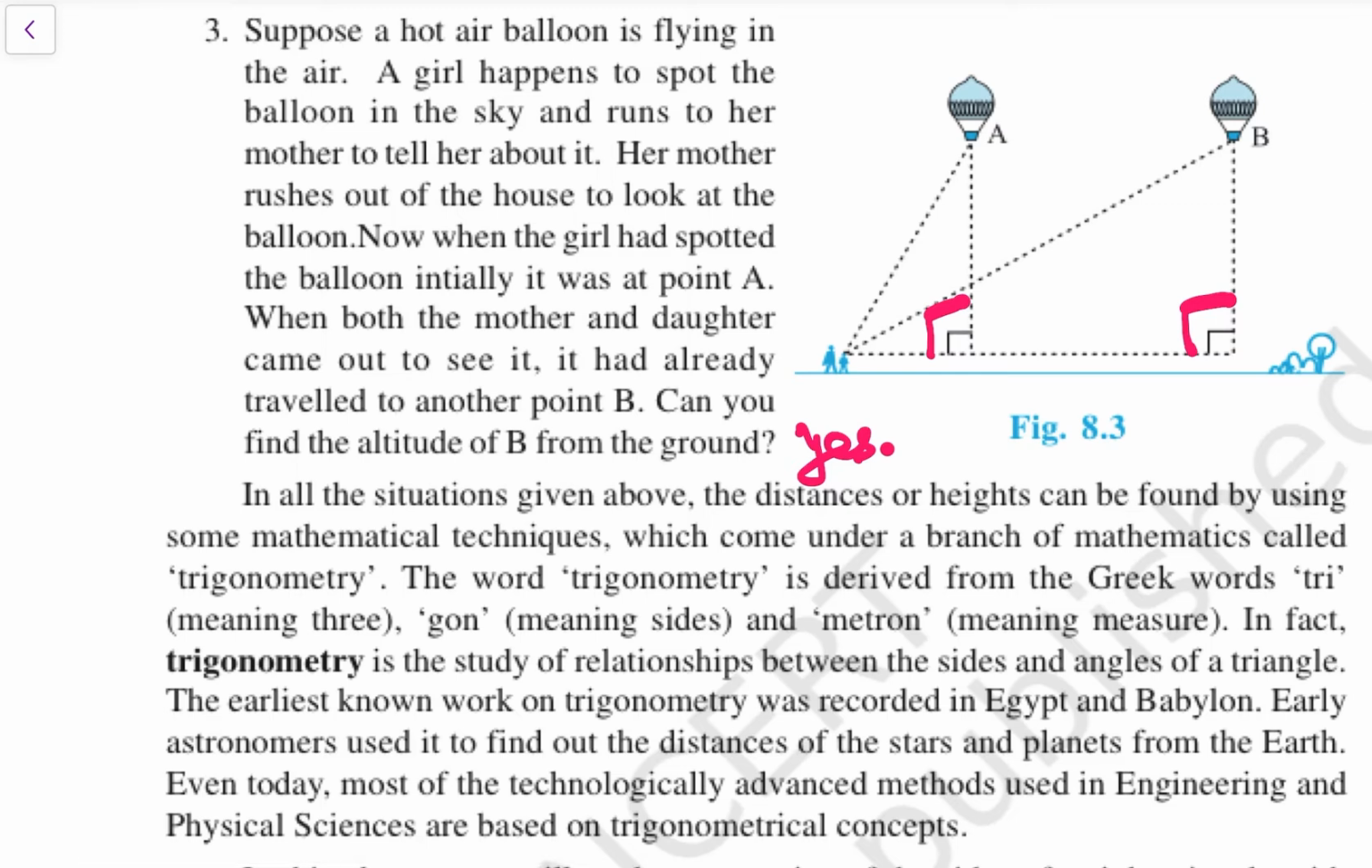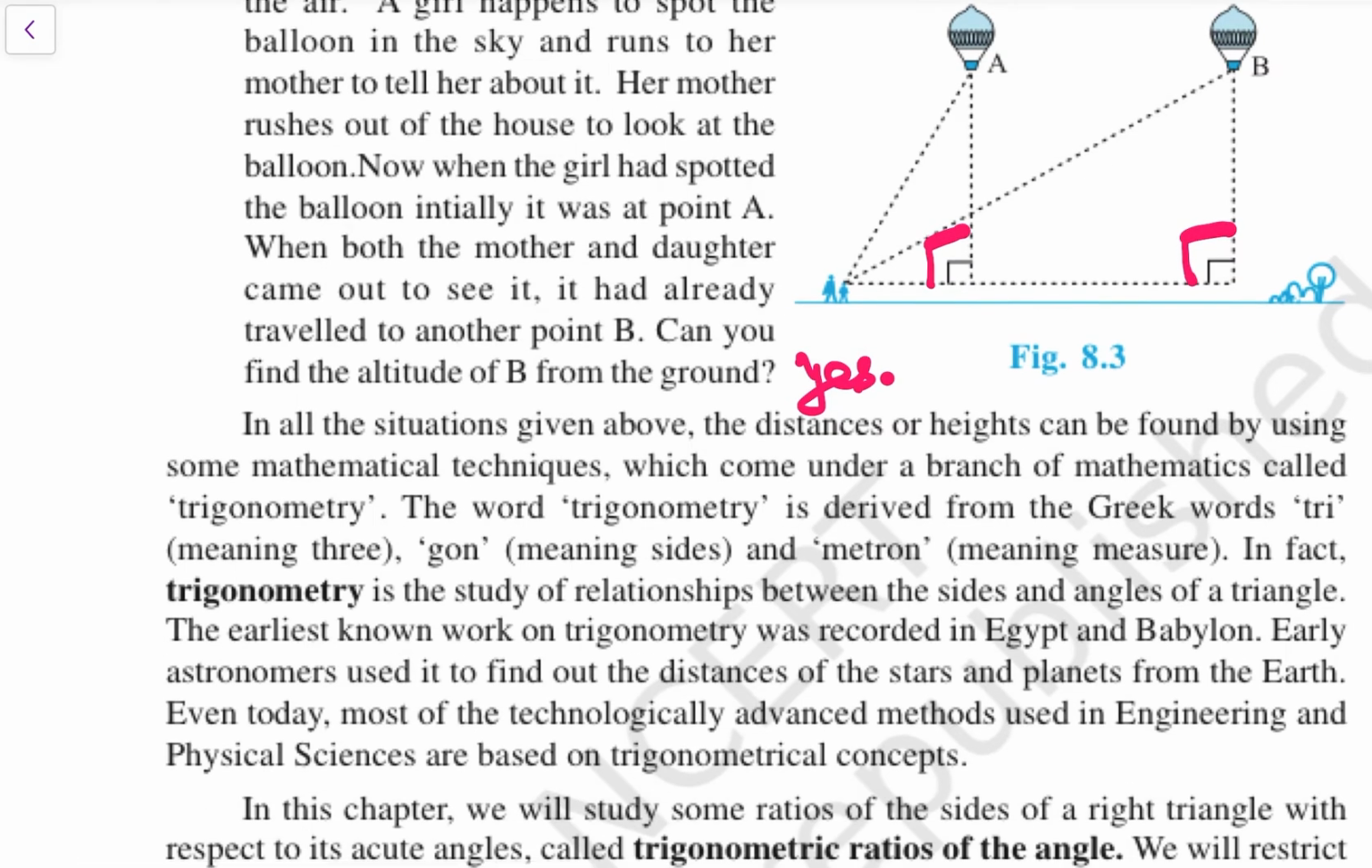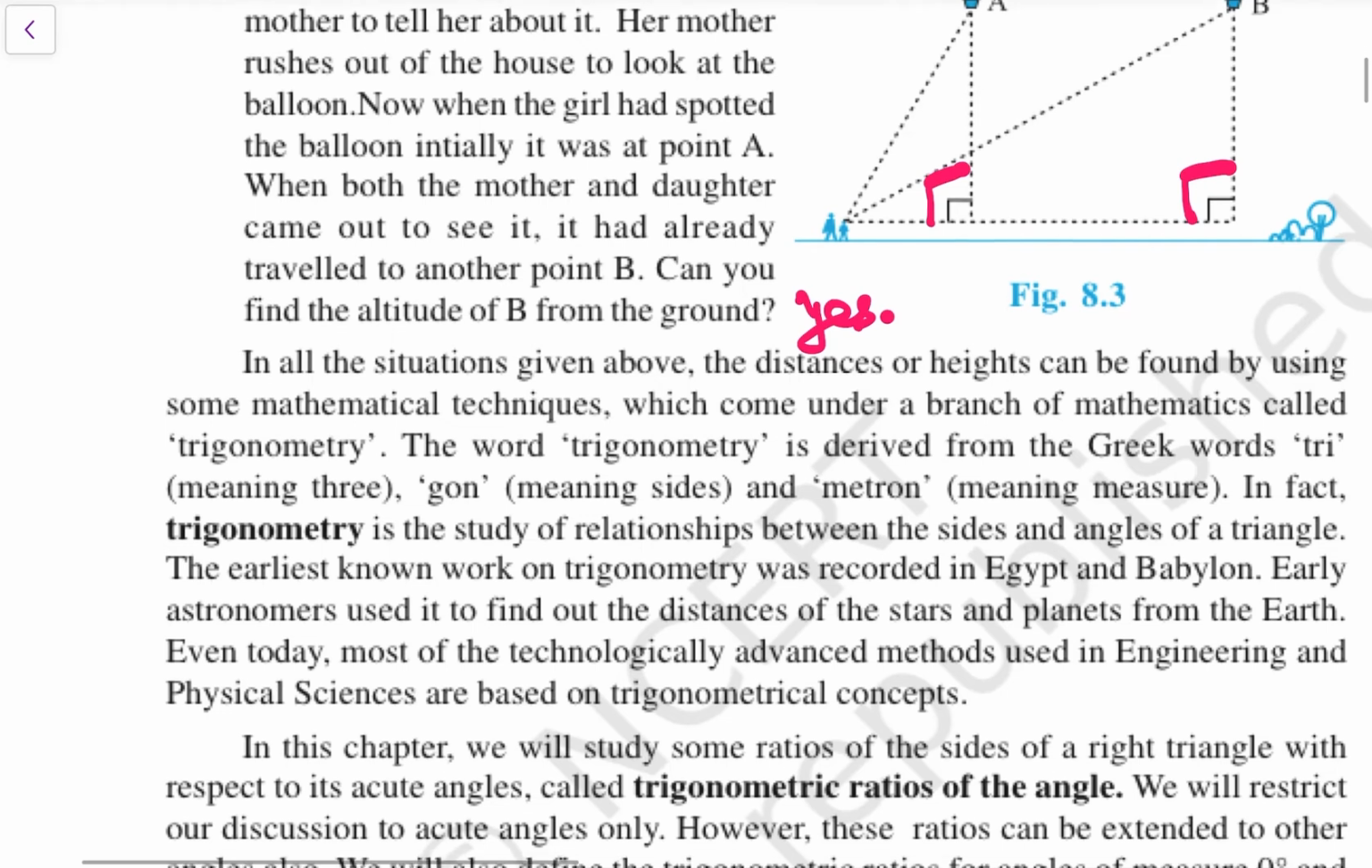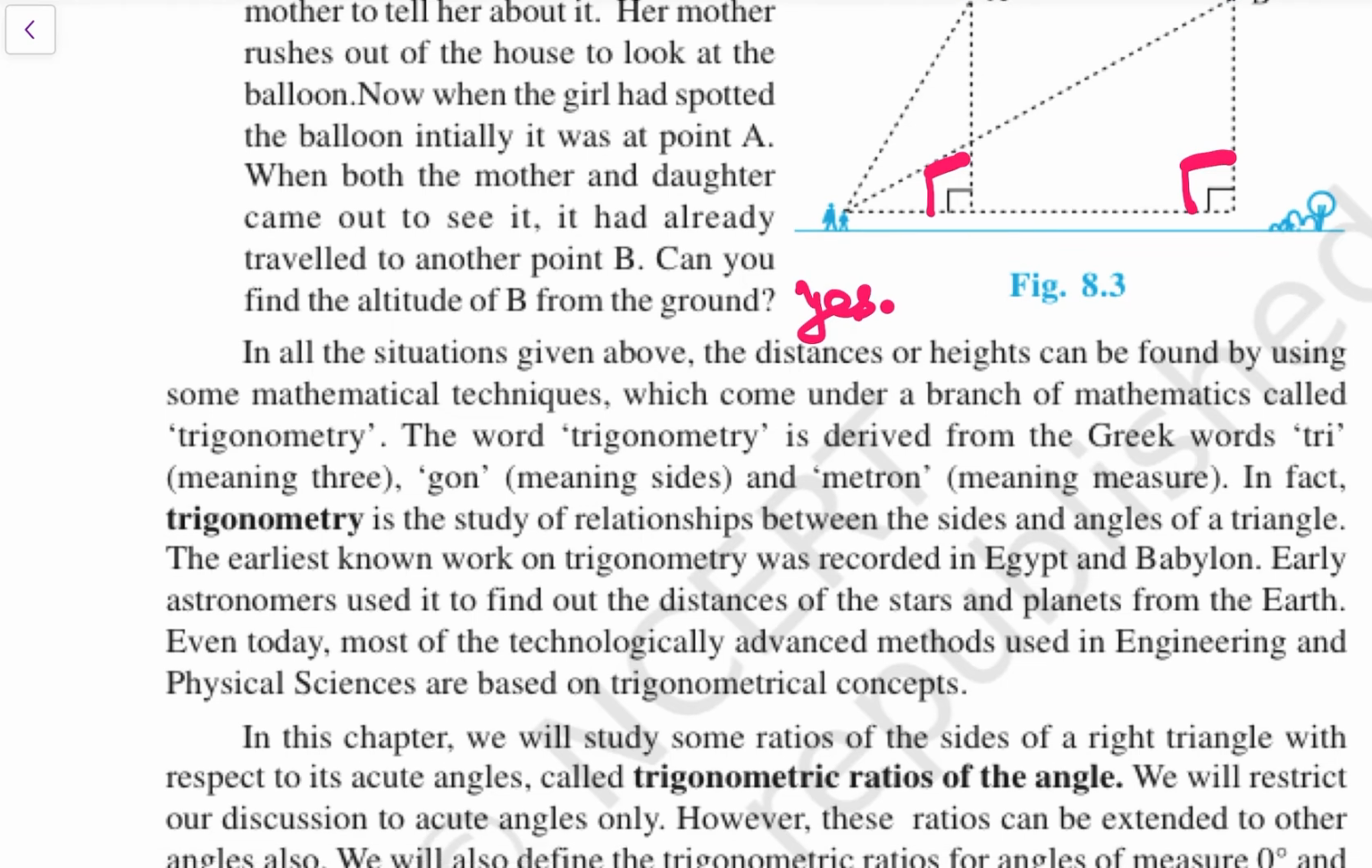So, in all the situations given above, the distance or height can be found by using some mathematical techniques which come under a branch of mathematics called trigonometry, where the word trigonometry is derived from the Greek words tri meaning 3, gon meaning side and metron meaning measure. In fact, trigonometry is the study of relation between sides and angles of the triangle. The earliest known work on trigonometry was recorded in Egypt and Babylonian civilizations.